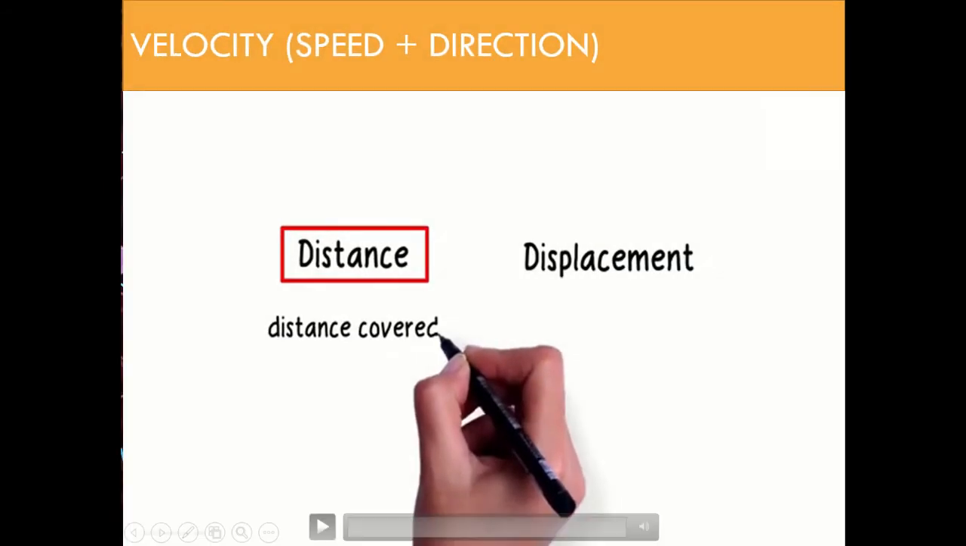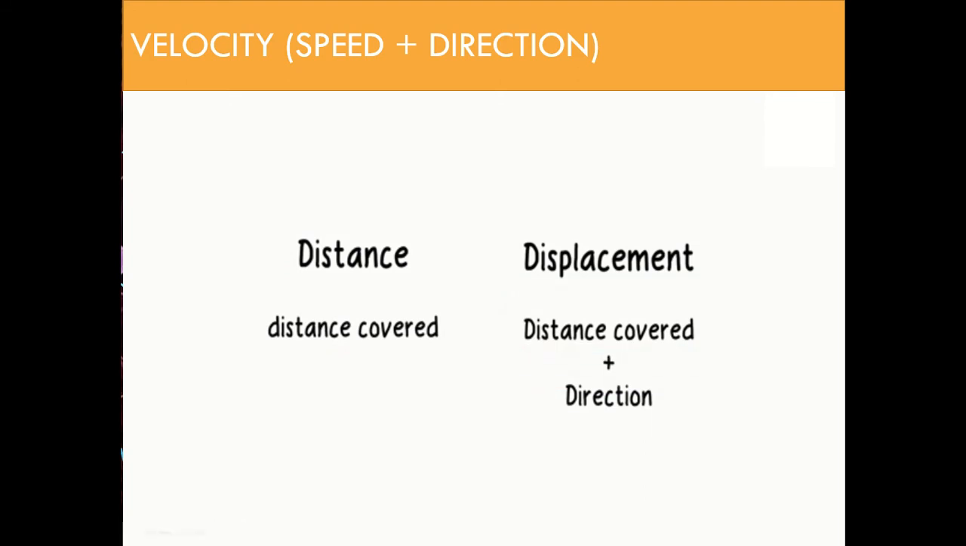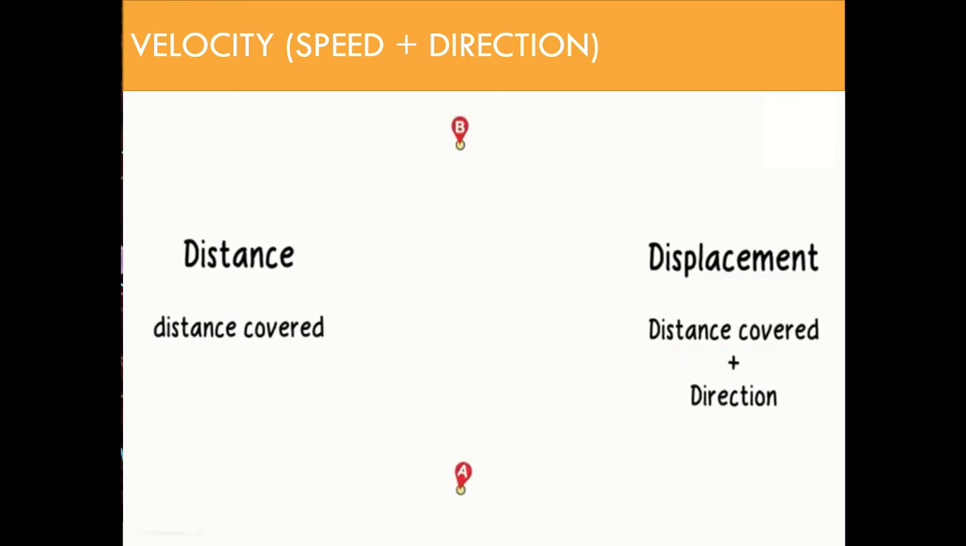Now, after understanding the concept of speed, we are going into velocity. Velocity is the speed in a particular direction. As you already know, distance is a scalar quantity. It has only magnitude, but displacement has magnitude and direction. Likewise, speed has only the magnitude value, but velocity has the direction. So speed plus direction is velocity. Distance is the distance covered, but displacement is the distance covered with direction.